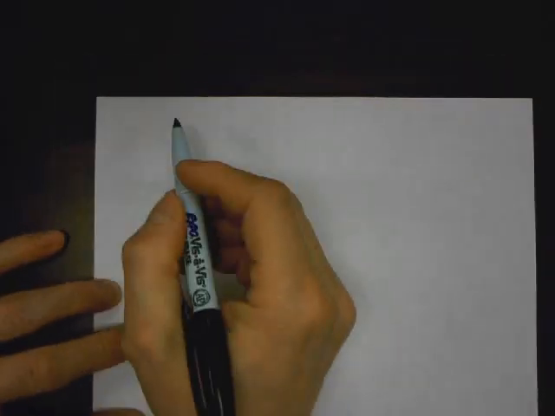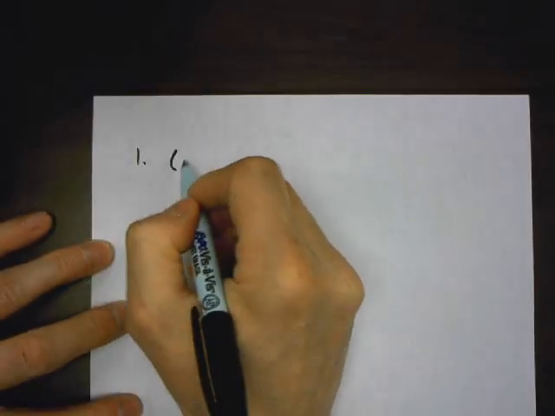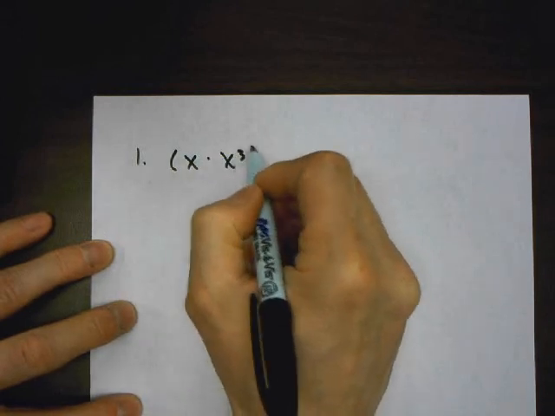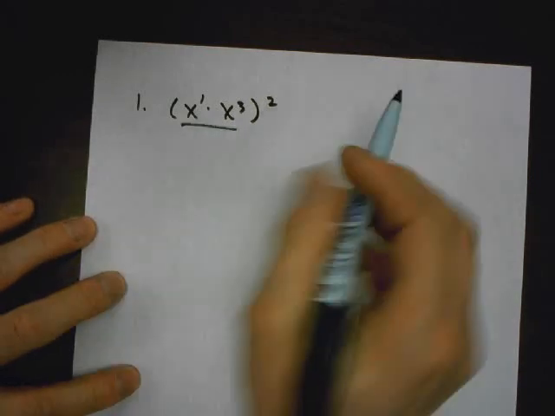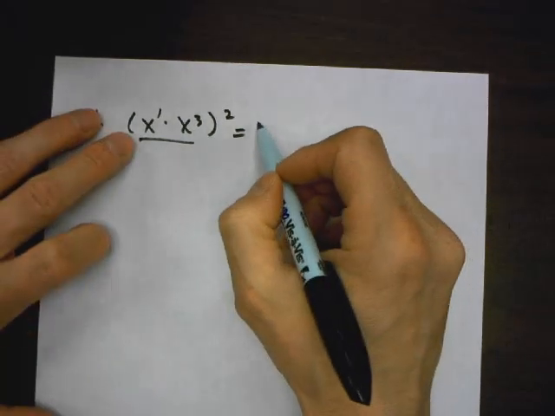Alright, so we're going to go ahead and do study guide number 22. Study guide 22. First problem. It's same as we've been doing here. We have x times x cubed to the second power. Now that x is x to the first. So we go inside and we simplify that first.